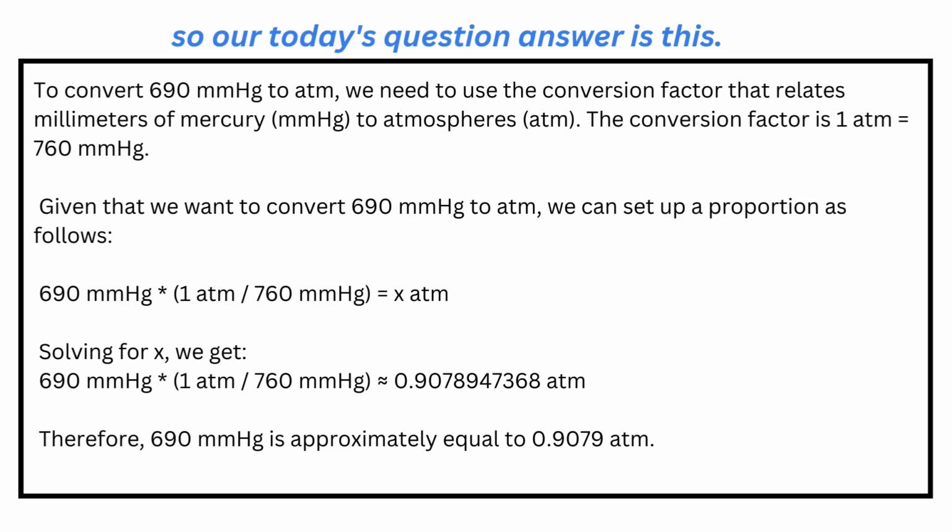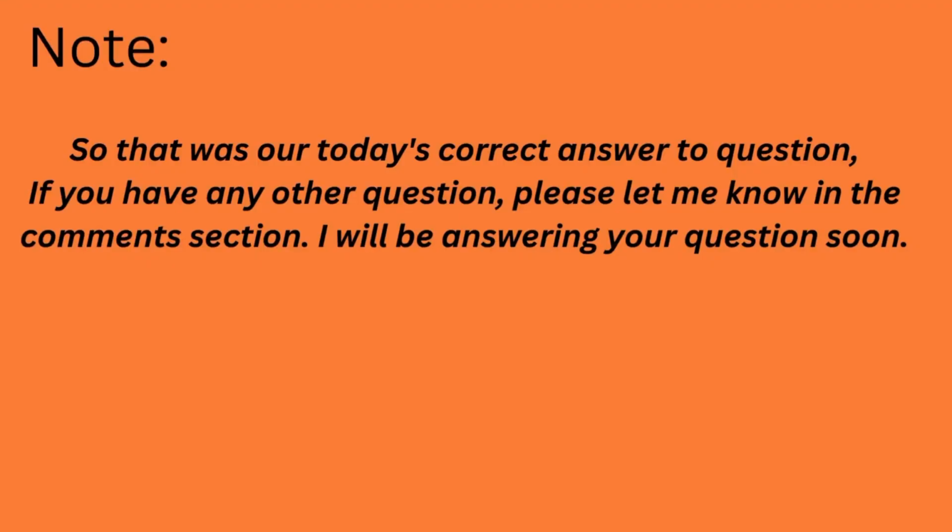Given that we want to convert 690 mmHg to ATM, we can use setup of proportion as follows: 690 mmHg times 1 ATM by 760 mmHg equal x ATM. Solving for x, we get 690 mmHg times 1 ATM by 760 mmHg equal 0.9078947368 ATM. Therefore, 690 mmHg is approximately equal to 0.9079 ATM. So that was our today's correct answer to question.